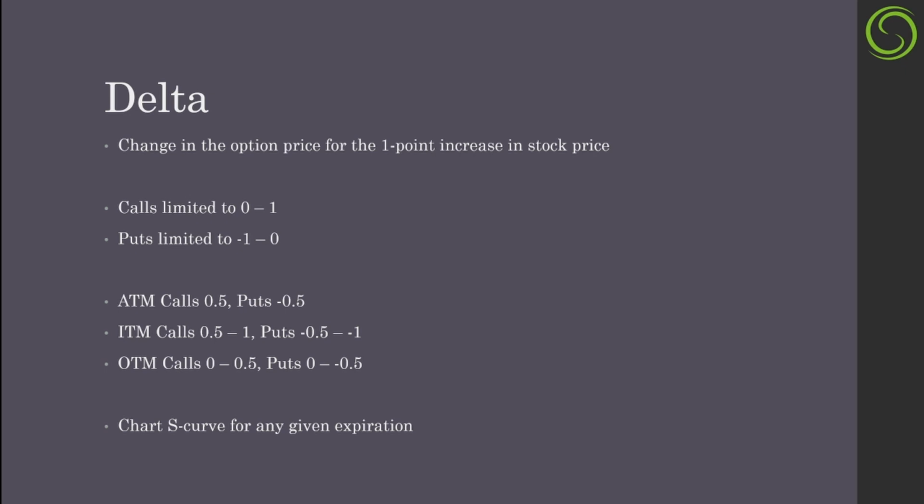Typically, at-the-money calls will have a delta of 0.5 and puts will have a delta of -0.5. Delta for in-the-money calls will typically be between 0.5 to 1, and puts will typically be between -0.5 to -1. Out of the money calls will typically be between 0 to 0.5, and puts will be between 0 to -0.5. And if you were to chart delta for all strikes in a given expiration period, it will look like an S-curve chart. I'll show you that in the broker a little later in the video.